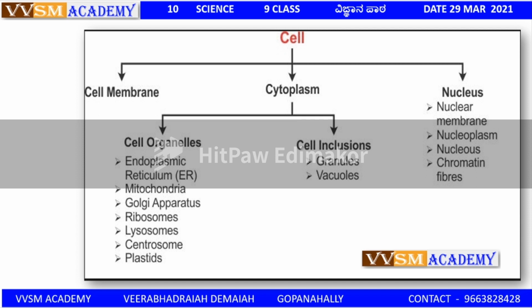Cell organelles consist of endoplasmic reticulum, mitochondria, Golgi apparatus, ribosomes, lysosomes, centrosomes, plastids. These are called cell organelles. Cell inclusions are granules, vacuoles. And another important thing, nucleus: nuclear membrane, nucleoplasm, nucleolus, and chromatin fibers. These are the very important components in the cell.